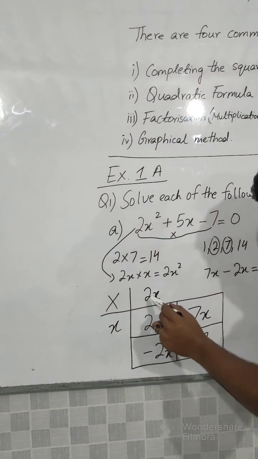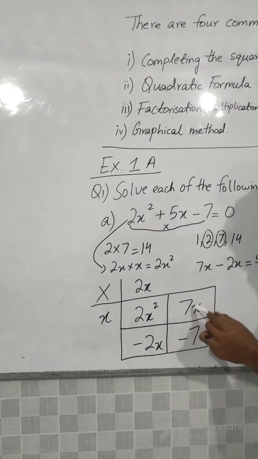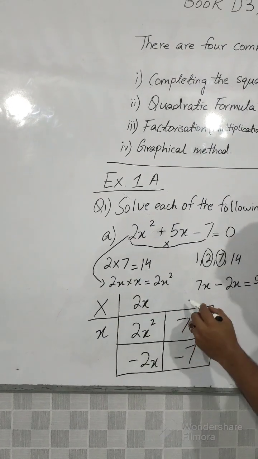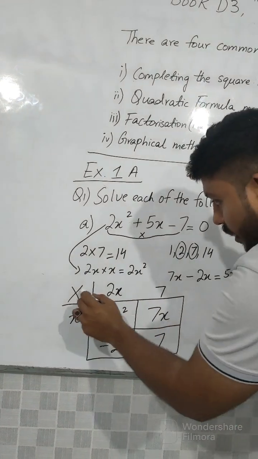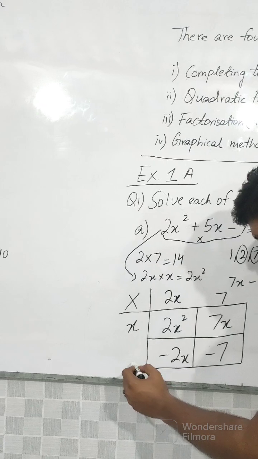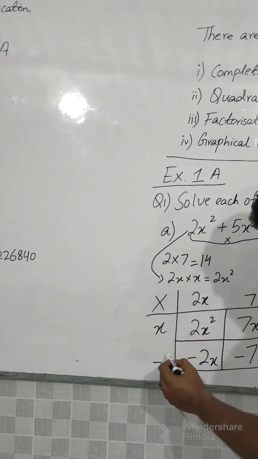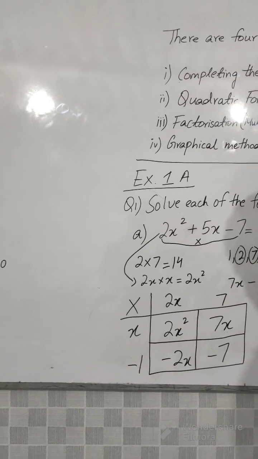So x times 2x gives you 2x square. X multiplied by what gives you 7x? X multiplied by 7 gives you 7x. And 2x multiplied by what gives you minus 2x? 2x multiplied by negative 1 gives you minus 2x.